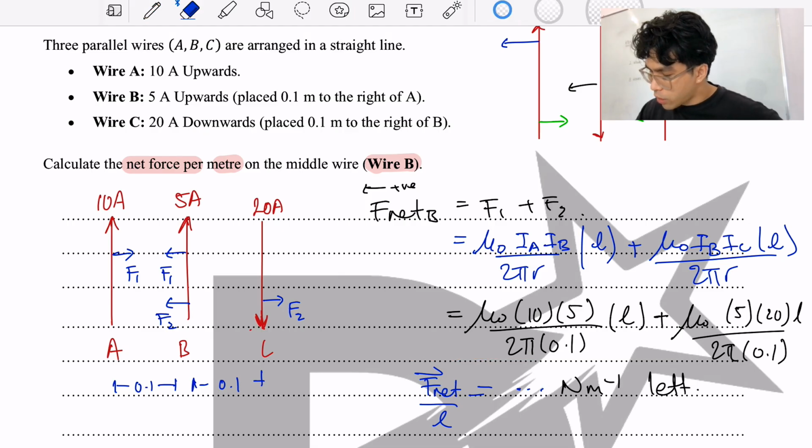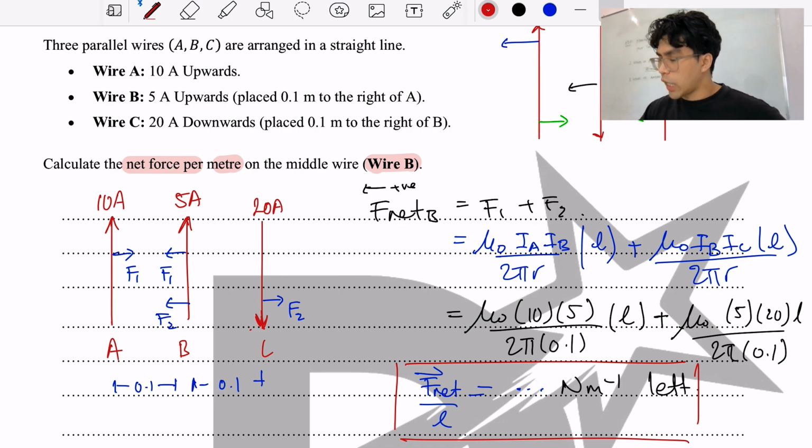Okay, and that's it. So that's how we solve questions involving 3 or more wires. Okay, the rules are the same. If you have currents in the same direction, it's going to be a force of attraction. If you have current in the opposite direction, you will have a force of repulsion. So when you have more than 2 wires, the difference is that you just need to consider the different number of forces acting on that particular wire.